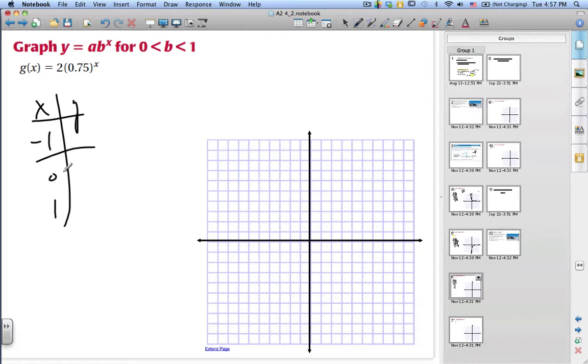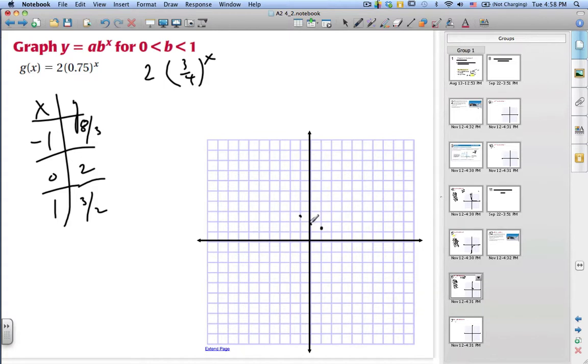-1, 0, and 1. Now, you could also say this is 3/4 to the x power. I find that actually a little easier. 3/4 to the -1 power is 4/3, times 2 is 8/3. To the 0 power is 1, times 2 is 2. To the first power is 3/4, times 2 is 3/2. So I'd be at -1, 8/3, that's 2 2/3, 0, 2, and then 1, 3/2.